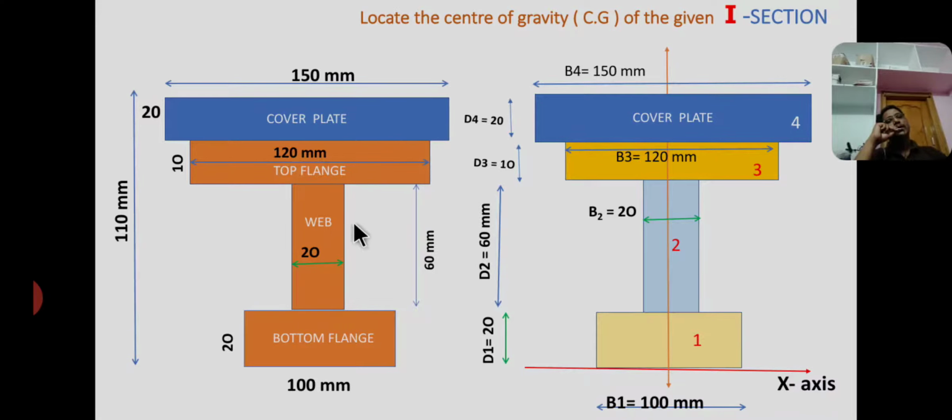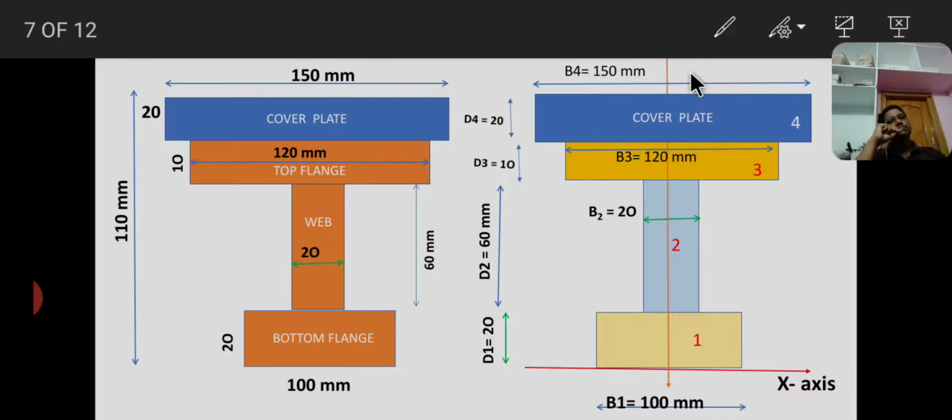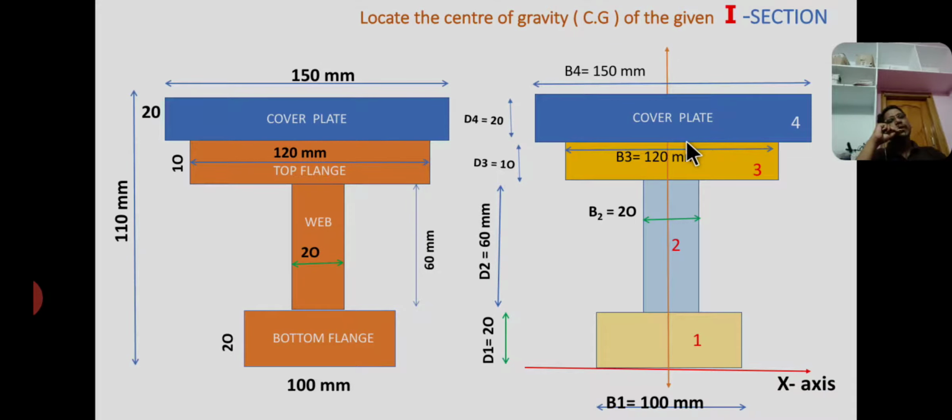Sorry, this given I section is symmetric about the vertical axis, therefore I consider the vertical axis here. The given entire I section is symmetric about the y axis, therefore the centroid lies on this y axis. The individual centroids C1, C2, C3, C4 also lie on this vertical axis only, and the values of x1, x2, x3, x4 are 0 because it is symmetric about the y axis.